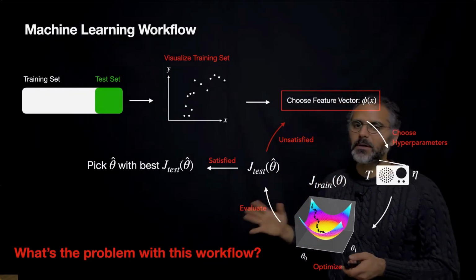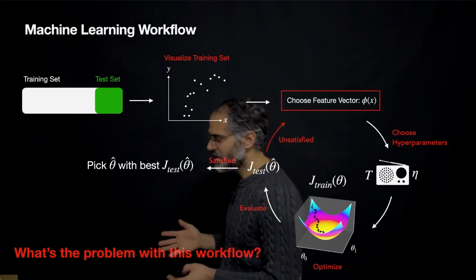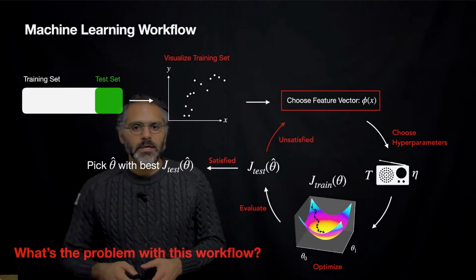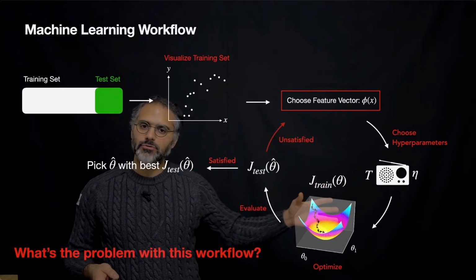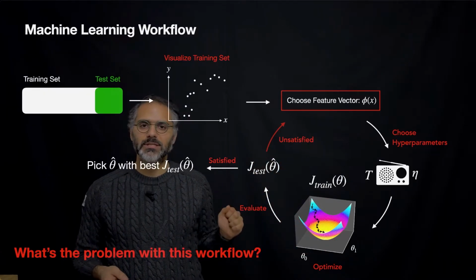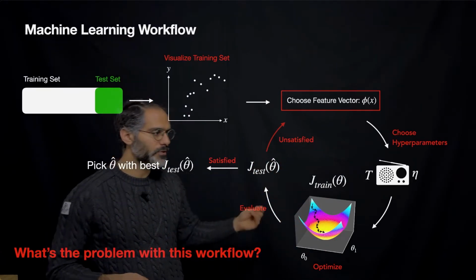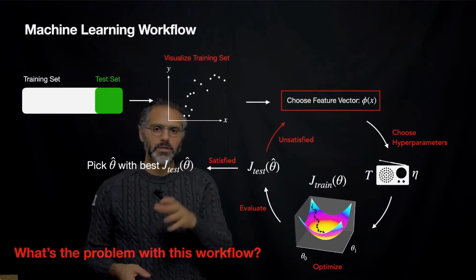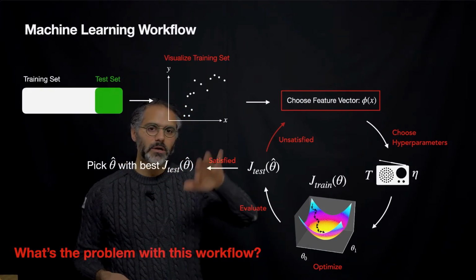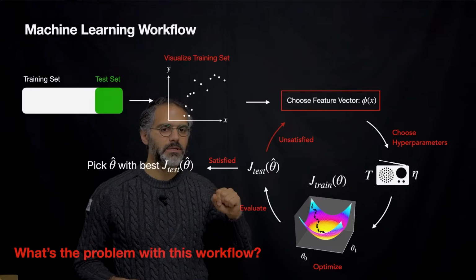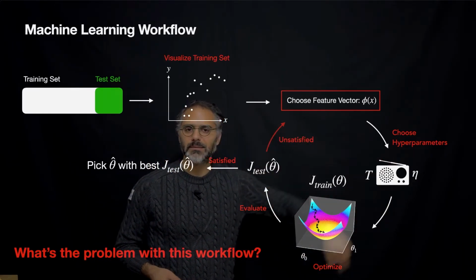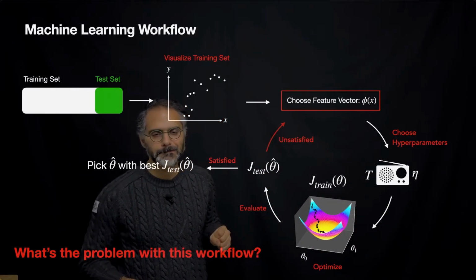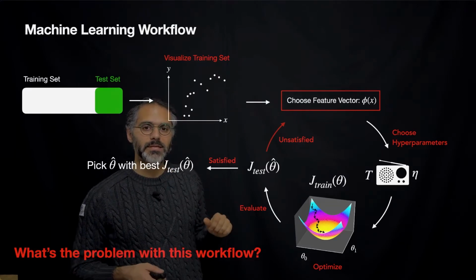Now, can you see the problem? Pause and think. It makes sense that you train on the training set and then you test on the test set. And then if you like it, you're close to the minimum, you can just go with that. But here we're running an optimization algorithm, remember. So what's happening when we're going through that cycle multiple times? Pause and think about it.